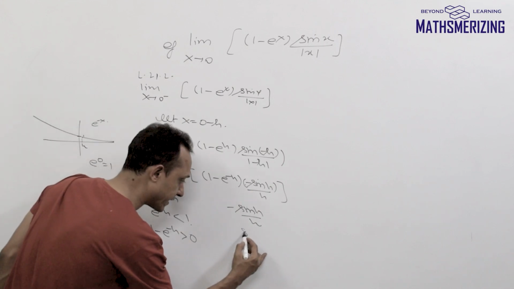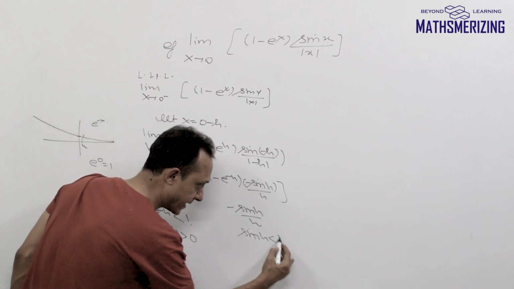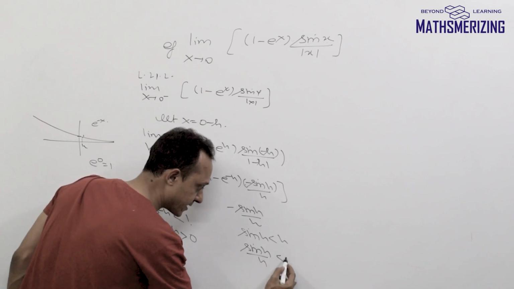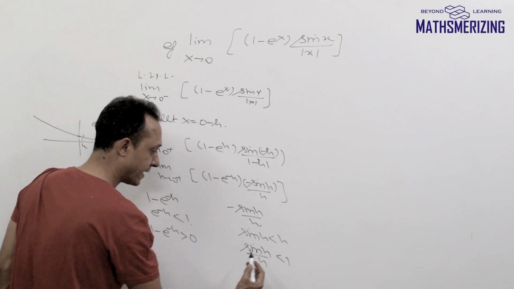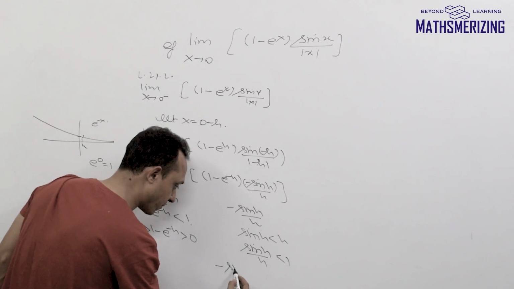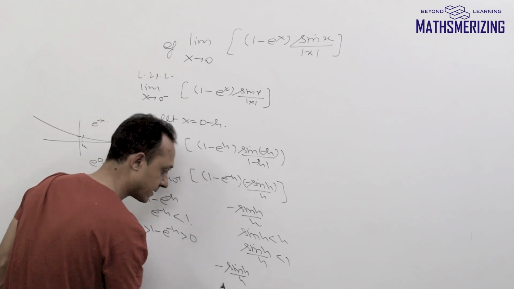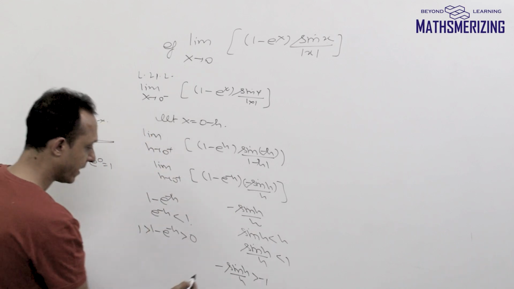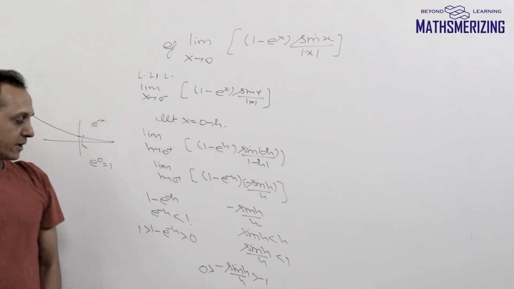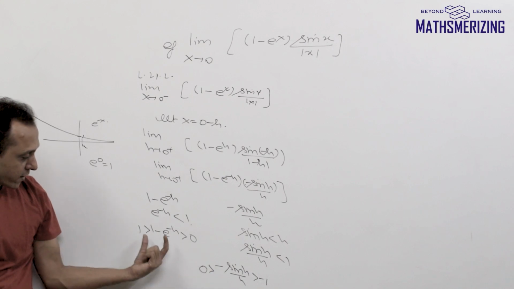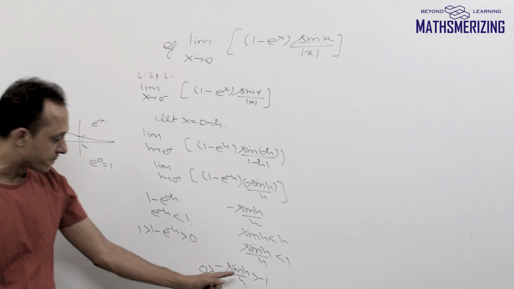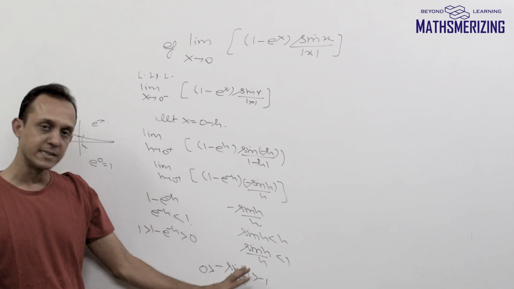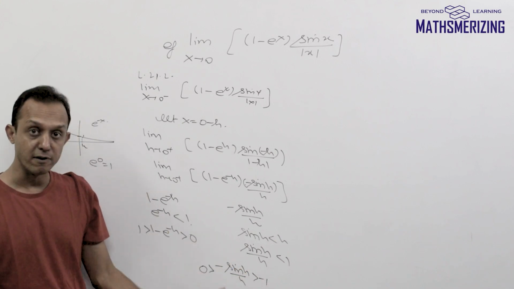And I also know that sine h is less than h, so sine h upon h is less than 1. If I multiply with the minus sign, I can write minus sine h upon h is greater than minus 1, but it will still be less than 0. So I've got two expressions. One lies between 0 and 1 and the other lies between 0 and minus 1. If I multiply two numbers, one positive and the other negative, the result will be negative.